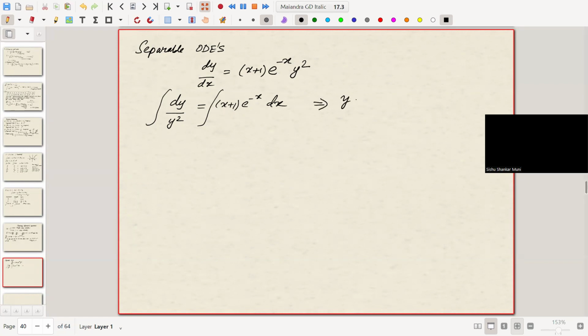Check that the solution will be like, okay, again C, because I have not yet specified an initial condition. So I have to write C. If you specify an initial condition, you can solve for C and you will get a unique solution.